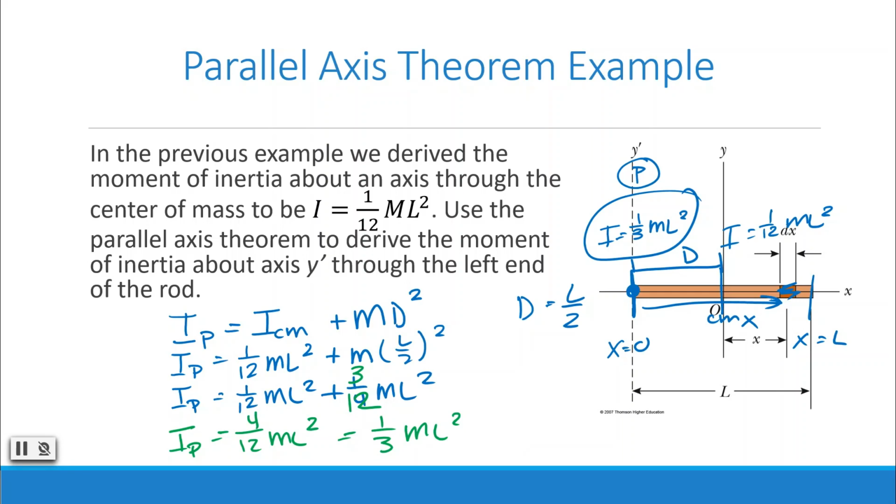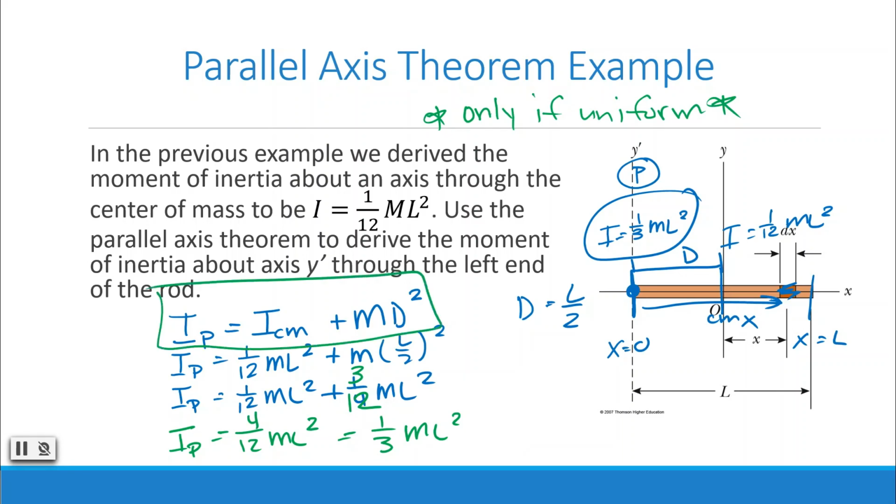So isn't that nice? As long as I have a uniform rod, and this only works if it's uniform, then I can use my parallel axis theorem to find the rotational inertia about any point along this rod. Or let's say I had my formula for the hoop.